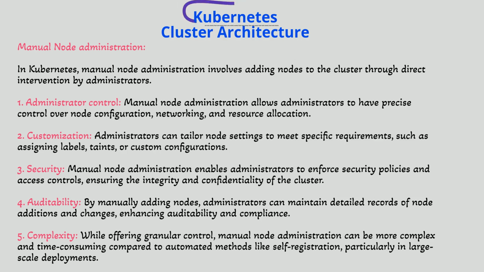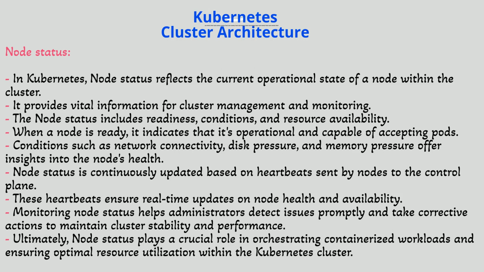In Kubernetes, node status reflects the current operational state of a node within the cluster. It provides vital information for cluster management and monitoring. The node status includes readiness, conditions, and resource availability. When a node is ready, it indicates that it's operational and capable of accepting pods. Conditions such as network connectivity, disk pressure, and memory pressure offer insights into the node's health.